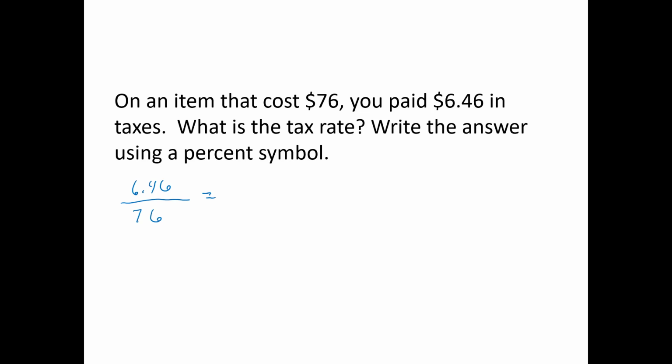$6.46 divided by $76, and the calculator gives me the decimal answer 0.085. This is a perfectly valid rate, but that's not the way we typically see things. The problem tells you to write your answer using a percent symbol. So then multiply this by 100 and you get 8.5 over 100, but instead of writing the over 100, we just write a percent symbol.